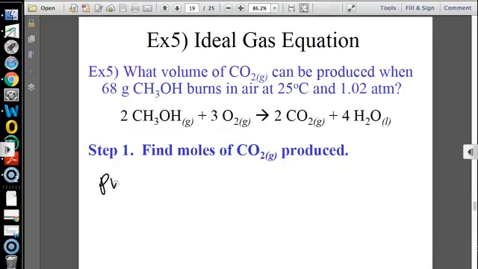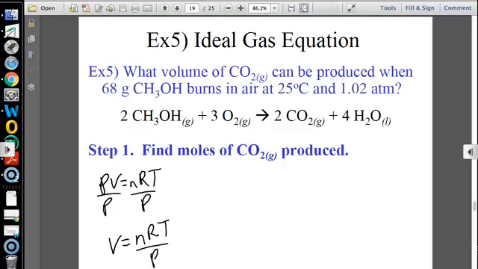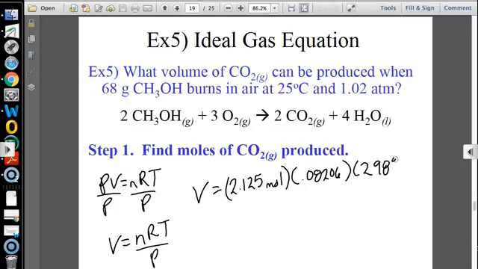I'm solving for volume, so it's PV equals nRT. Take the time to do this, it's worth your time. Solving for volume, I'm going to divide both sides by P. So volume equals nRT divided by P. And now we can just fill in what we know. Volume is equal to 2.125 moles of CO2, and R is 0.08206. Temperature is 298 degrees Kelvin. And then the pressure is 1.02 atms.